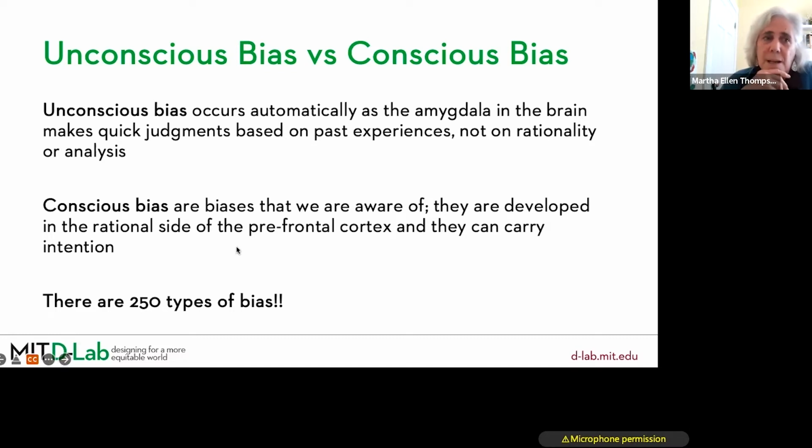Conscious biases are biases that you are aware of. They come from your conscious and rational mind, from a different part of the brain, the prefrontal cortex. And we say they carry intention, in the sense that they express a judgment that you have decided you're going to make. It's sometimes interesting for people to realize that there are actually 250 types of bias.